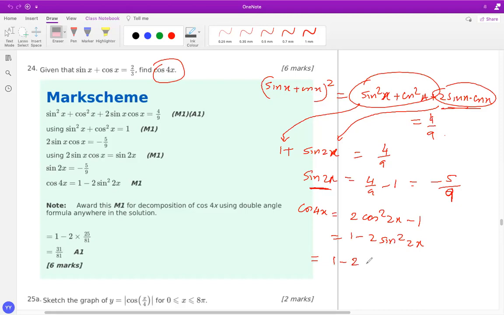Now, lots of kids write it down like this. They make a mistake of writing sine squared of negative 5 over 9. This is absolutely incorrect because sine 2x is negative 5 over 9. So what you do is just write down the square of negative 5 over 9. So this becomes 1 minus 2 times 25 over 81. And if you simplify that, you get 31 over 81. So that's how you do this particular question.